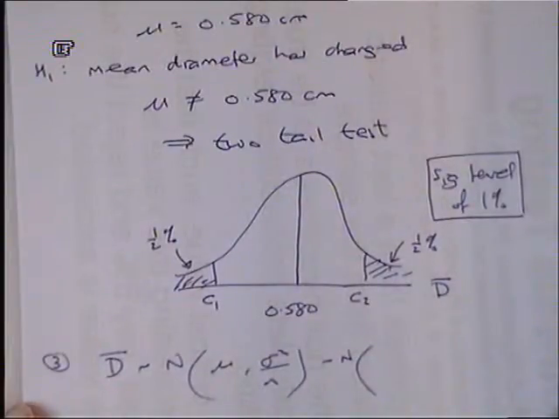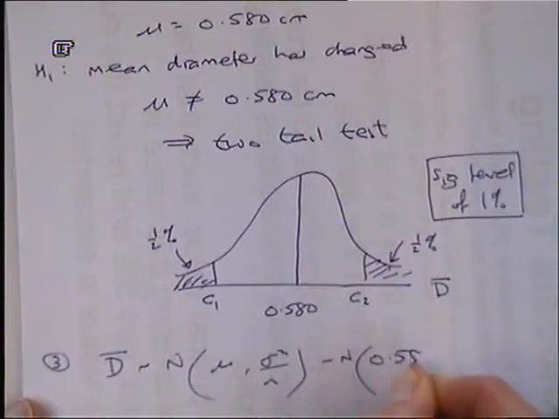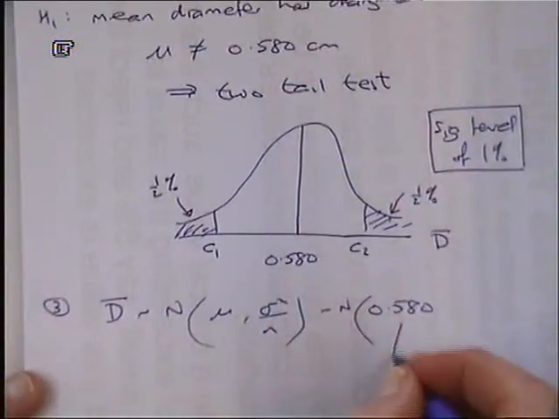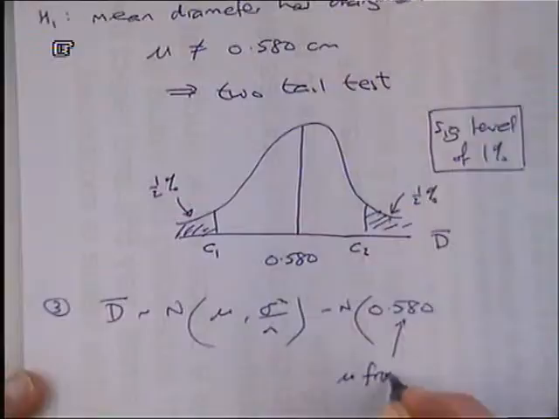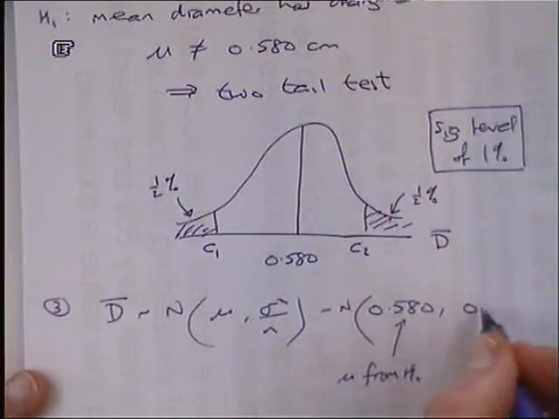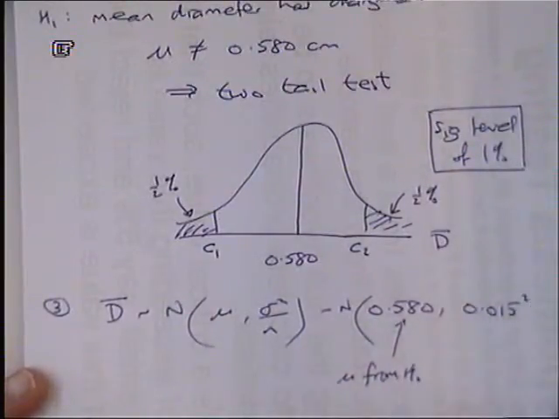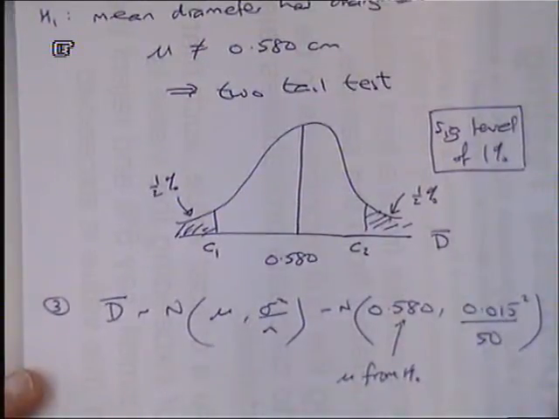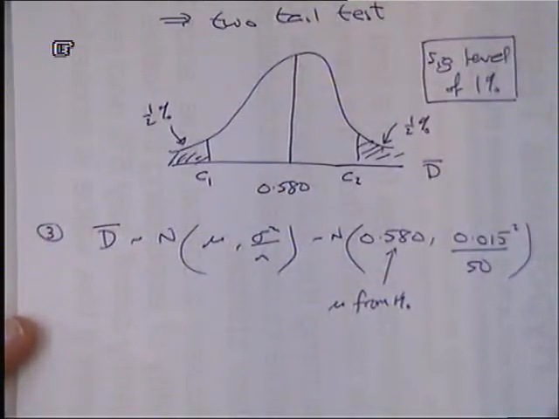Well, from what we're told by the great god of statistics, under the null hypothesis, mu is 0.58. You always use mu from the null hypothesis. It's always mu from the null hypothesis that goes in there. The standard deviation we're given is 0.015, so that's the standard deviation. That's the variance, and we are always dividing by n, the size of our sample, which was 50. So that is the distribution we're going to be using for D bar.